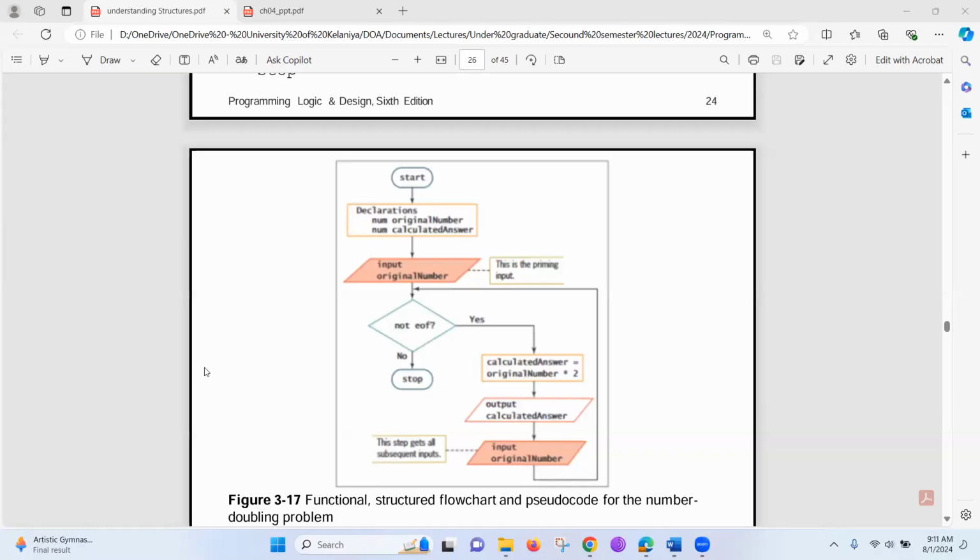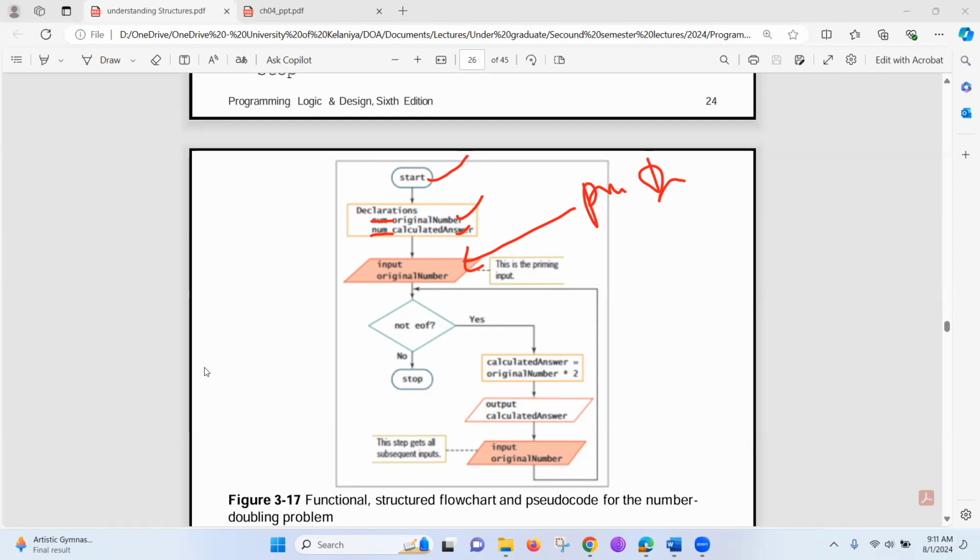Very basically you need to start, then according to our steps, we need to have a declaration. Why? Because anyone can understand what are the variables and what are the types we are using to run this program. Here you are using two variables, original number and the calculated answer. These are the two variables, memory locations we are using. Your first thing is what we are calling the prime input, the first reading.